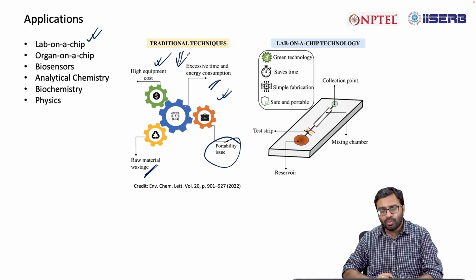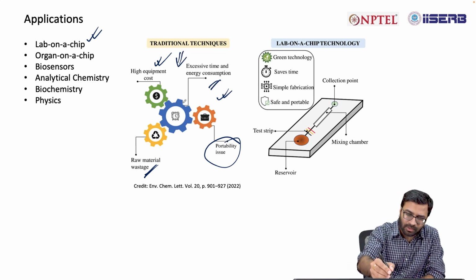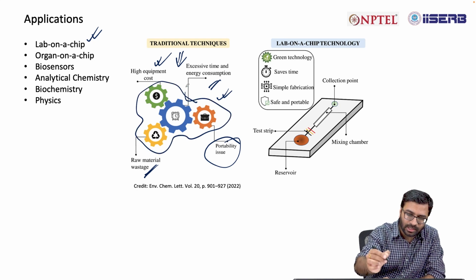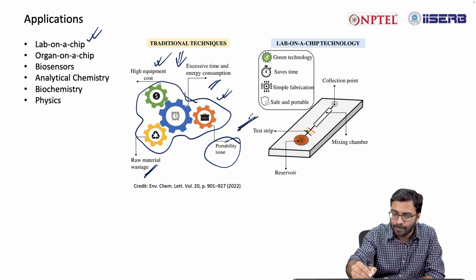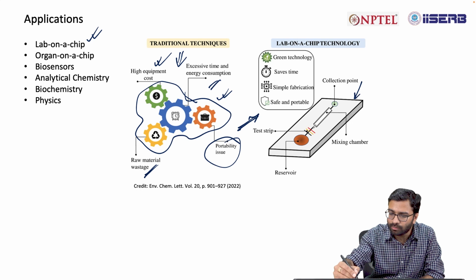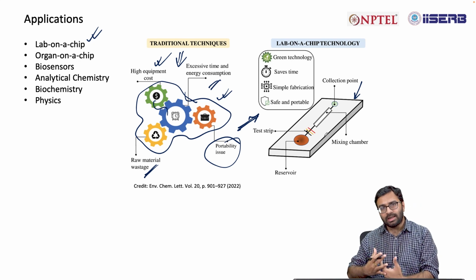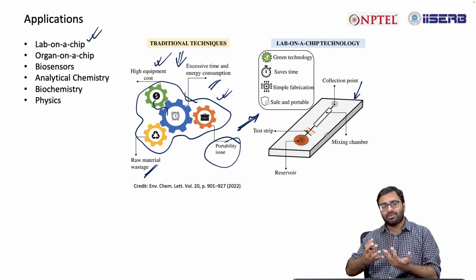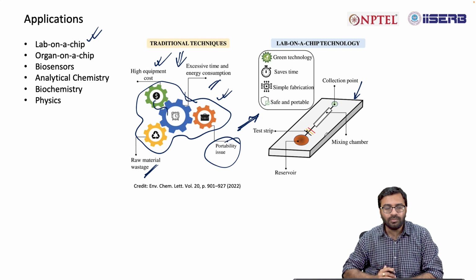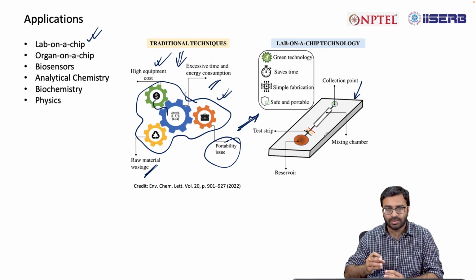And what you do is you mimic whatever you are doing in this traditional technique using a microfluidic channel. So you develop a microfluidic channel and try to mimic the entire process so that it becomes portable. At the same time, it will give you the information associated with that technique. Maybe we'll discuss a few things in the coming slides.